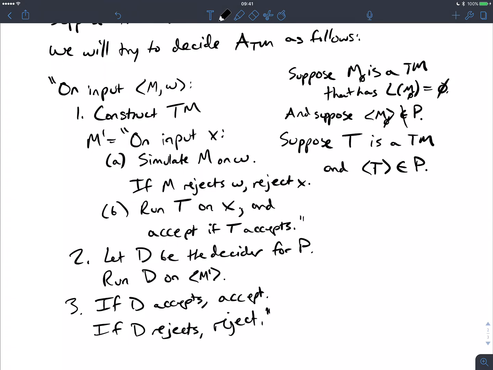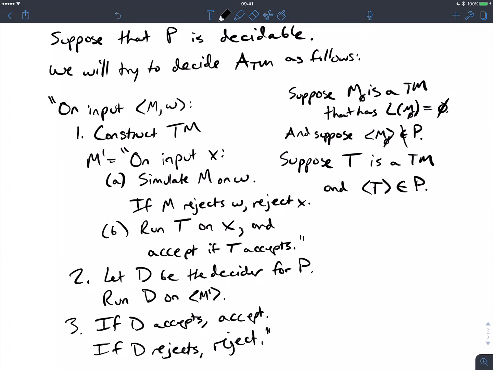Well, if D rejects, that must mean M prime does not have the property. Which means, because this M prime only has those two outcomes, it must have behaved like the M empty Turing machine, sorry. The only way that could happen is if M did not accept W. Because if M did accept W, then it behaves like T. But we said T doesn't have empty language, because if it did, it wouldn't have had property P. Okay? Any questions?